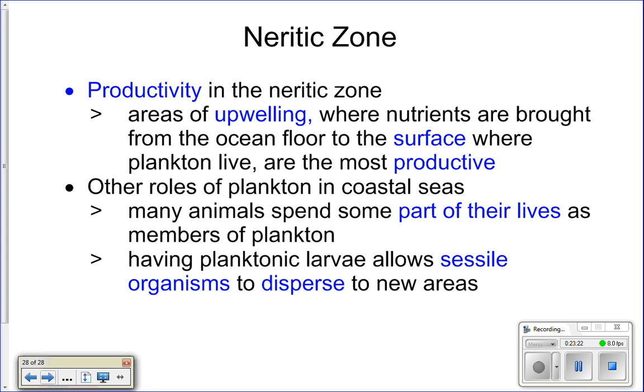How much phytoplankton can be produced in the neritic zone will be affected by upwelling, right? So if you have upwelling, you'll get even more nutrients, which means even more phytoplankton, which means even more animals. And then this neritic zone is going to be important for different animals, particularly sessile creatures that will spend part of their life as plankton in the neritic zone. Okay, so there'll be meroplankton in the neritic zone. And that allows for these sessile creatures to disperse to other places. So that's one of the reasons why it's important.